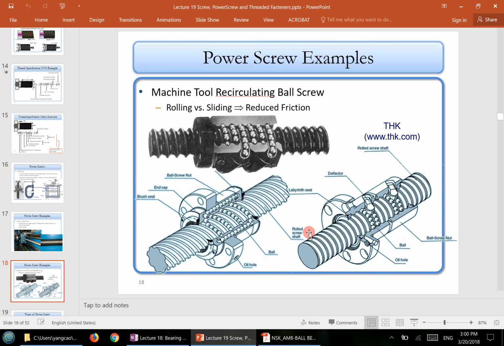This is another type of power screw. It's called lead and ball screws. This is a very smooth type of power screw mechanism. So you have a nut, and within the nut there are a number of balls circulating inside the track. The contact between the nut and the screw is through the balls. It's like a bearing, so it's a very smooth rolling motion, compared to the sliding motion of a typical ACME type of power screw.